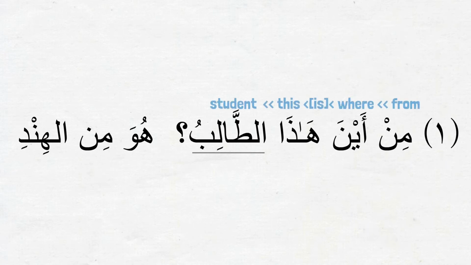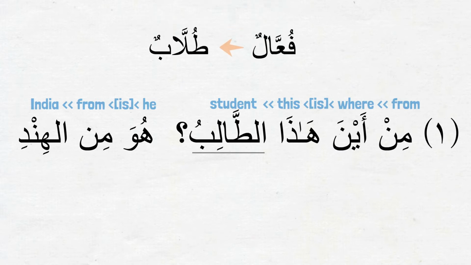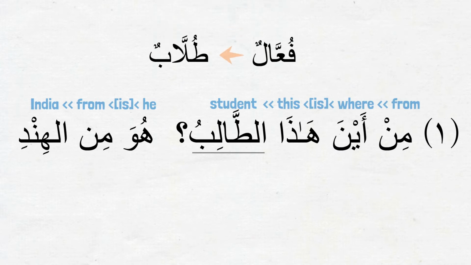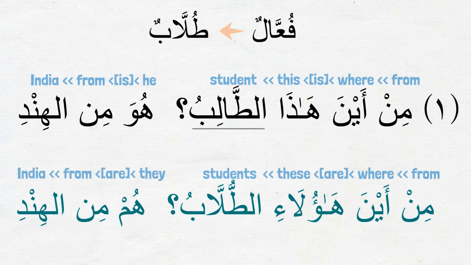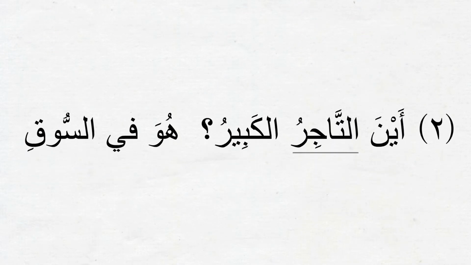من أين هذا الطالب? هو من الهند. Where is this student from? He is from India. The word الطالب is underlined here. Do you remember the plural of الطالب? It is الطلاب, right? So it is a broken plural with the pattern فعال, as in طلاب. So the plural version of the question and the answer should be من أين هؤلاء الطلاب? هم من الهند. Where are these students from? They are from India. Very good. We will move on to part 2.